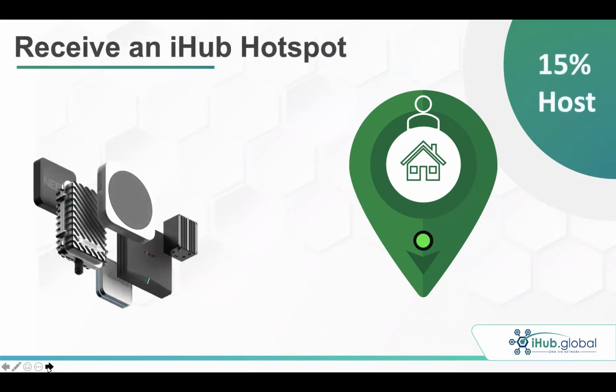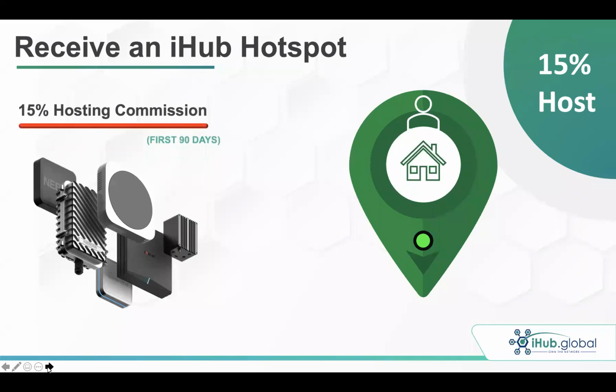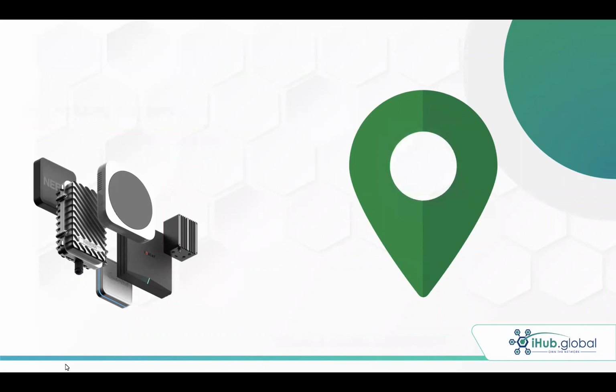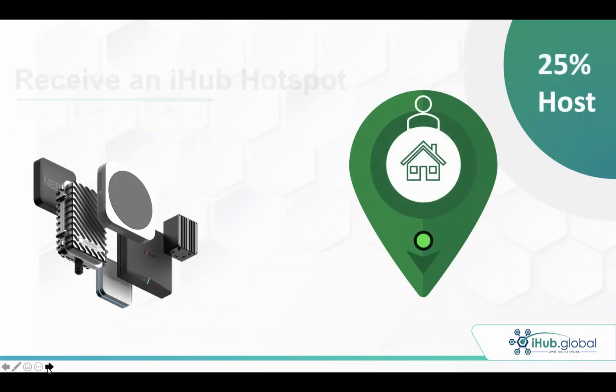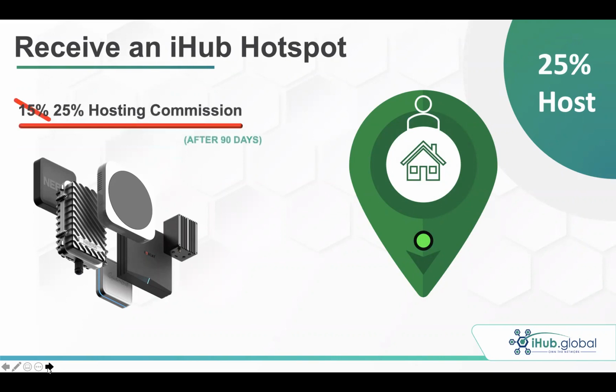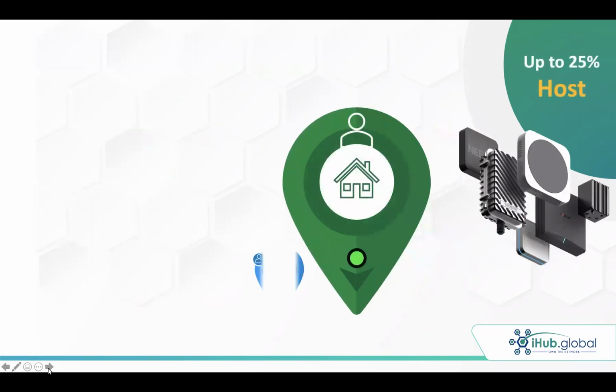From there, you're going to receive an iHub hotspot after you qualify. We only send hotspots to the best addresses, and we give you all the tools to make your address the best. You earn 15% hosting commission on every HNT that hotspot generates for the first 90 days, okay? There will be a shipping and handling fee at deployment that the host will pay. Now, look at that 25%. How do we go up to 25% after 90 days? 25% of all the HNT generated from that miner or hotspot can go to that host, okay? How does that happen? We're going to talk about that in just a minute.